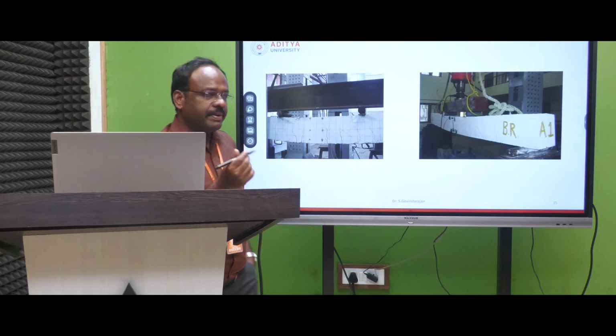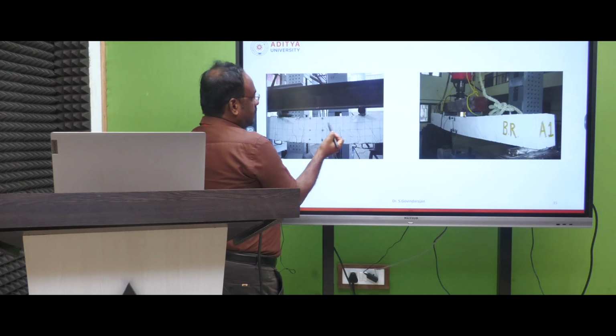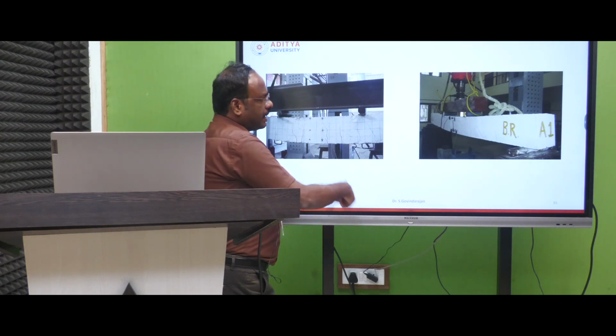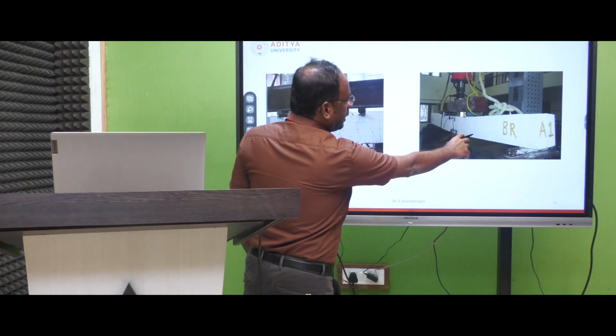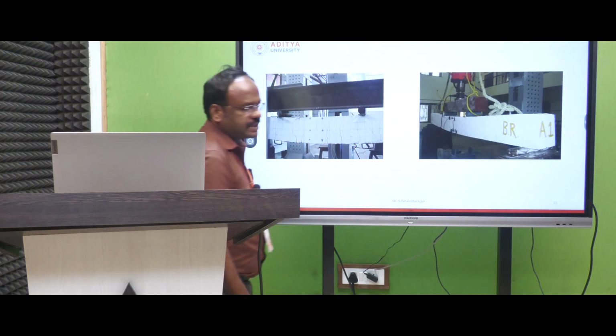But here when fiber is acting in the structure, what happens, this is the control beam. Please note it down. This is for the control beam only, and this is the failure pattern, and these are the two strain gauges. That purpose only I will show this diagram.